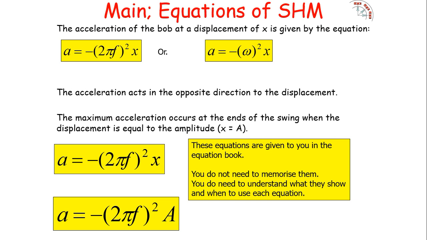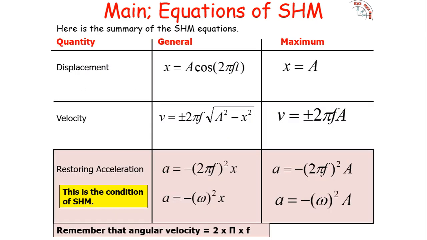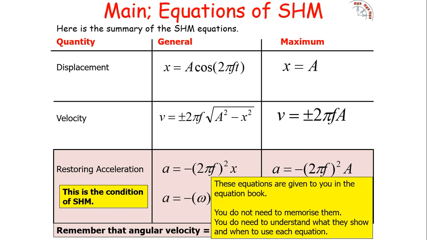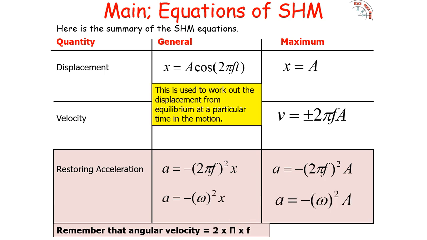So these equations are given to you in your equation book. You don't need to memorize them, but you need to understand what it shows, what the assumptions are, and what all the terms are. So let's summarize what we've learned in today's lesson. Right, so here are equations for simple harmonic motion. Again, these equations are given to you in your equation book, but you don't need to memorize them. You need to understand what they show and when you use them, what you would use them for in a question.